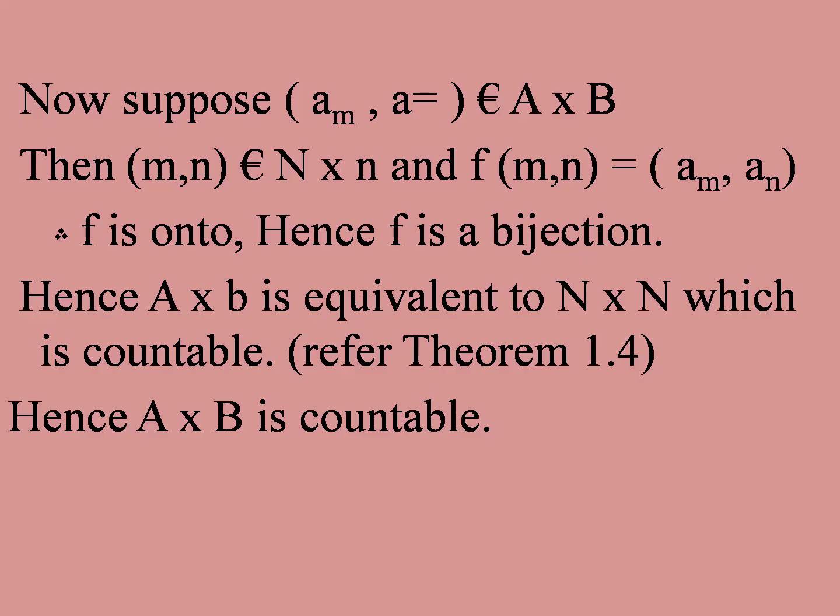Already we know that in theorem 1.4 N cross N is countable. Any set which is equivalent to a countable set is also countable. Therefore A cross B is countable. Hence proved. Thank you, students.